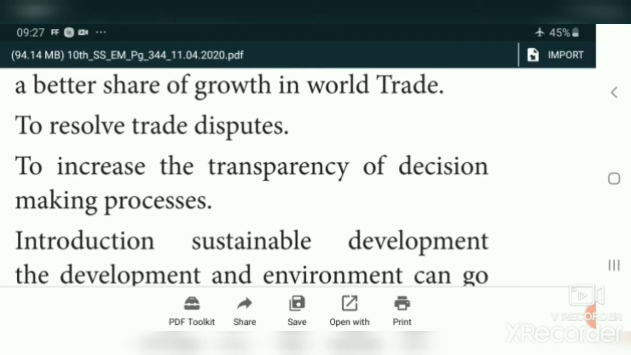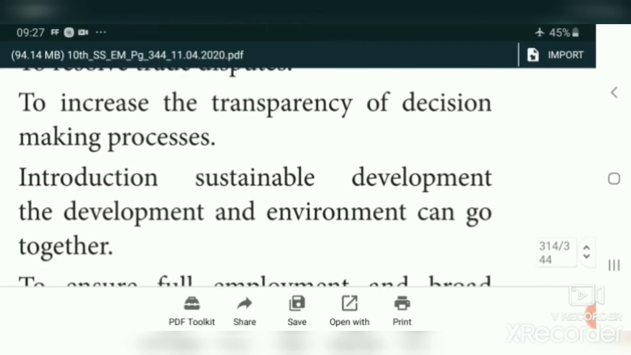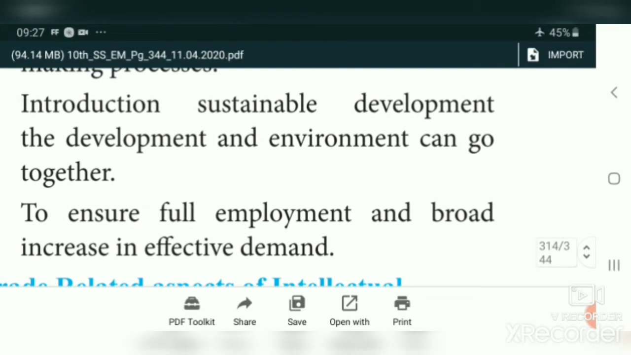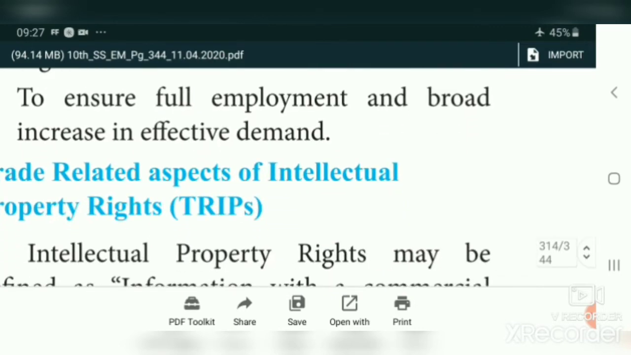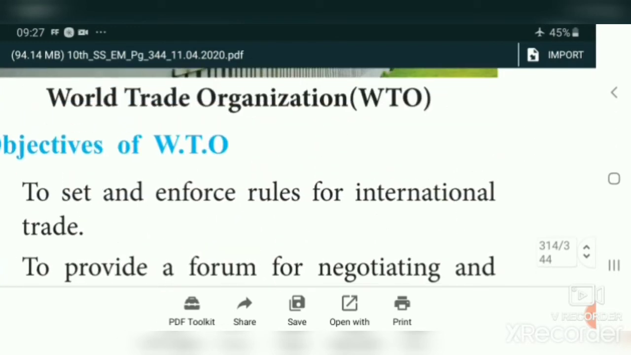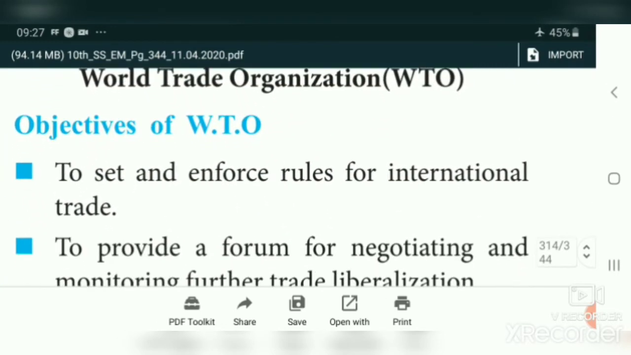And to increase the transparency of the decision making process, what is going on in the World Trade Organization, the decisions should be openly visible to all the member nations. It ensures full employment and a broad increase in effective demand. It also gives job opportunities to all the member nations. So it increases the employment opportunities. So these are the objectives of the World Trade Organization.